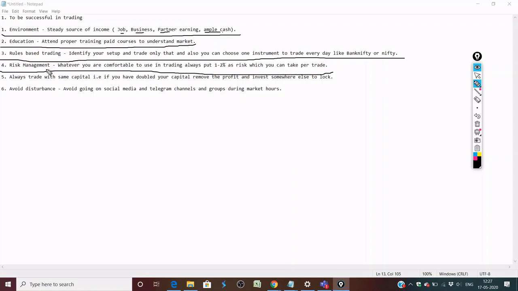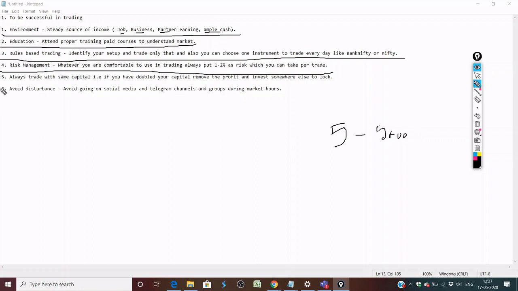If you follow these risk management rules, whatever you are comfortable to use in trading, always put 1 to 2% as risk. Like if you're putting 5 lakhs, then 1% of that, say 5,000, will be your cost which you can use. So you should take a trade like that.